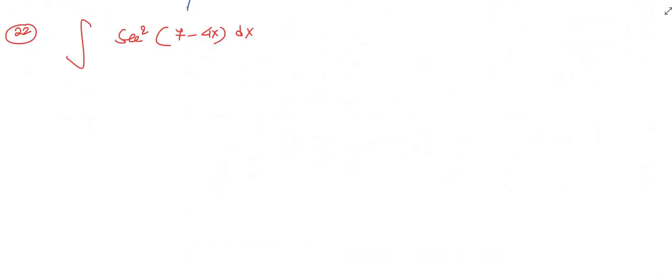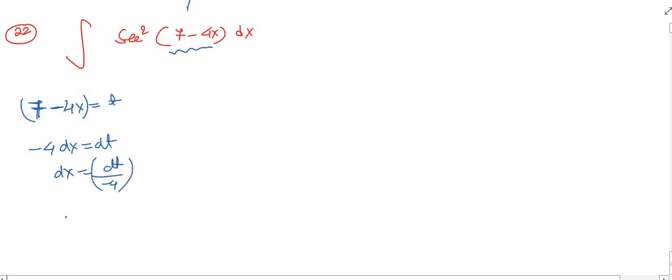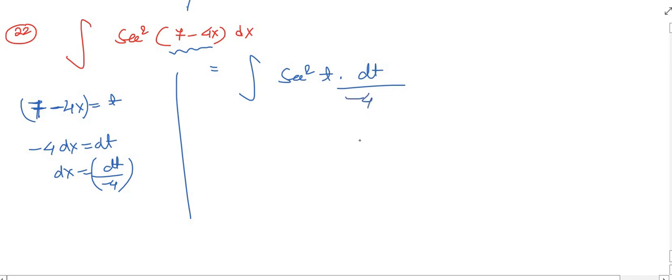This is the question. Pretty simple है. Let me take this as t. ठीक है, इसको t लेके करेंगे तो it will be -4 dx is dt, because derivative of 7 तो 0 ही है, तो dx will be dt by -4. तो क्वेश्चन क्या बन गया, क्वेश्चन बन गया sec square of t dt बाई -4, -4 बाहर.